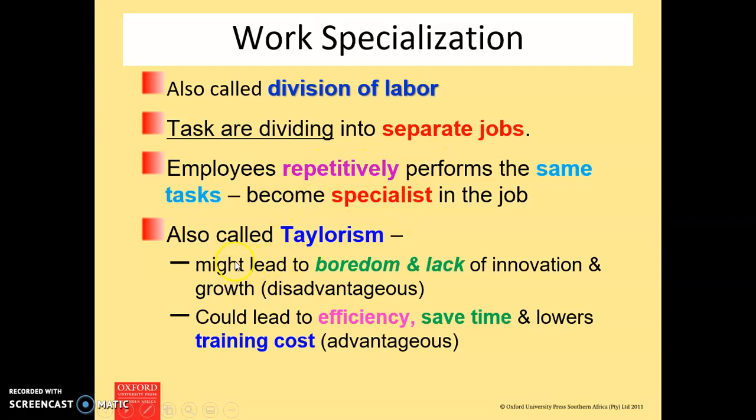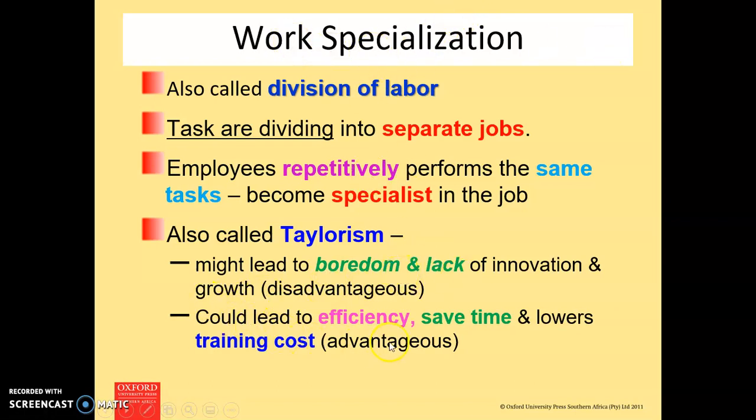According to Taylorism, work specialization might lead to boredom because you are doing the same things over and over again. This can lead you to feel bored, and there is a lack of innovation because you are doing the same things, so growth also lacks. So these are considered the disadvantages of work specialization.